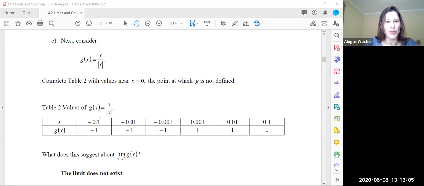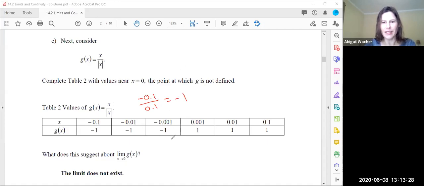Okay, so here you have, for x negative, you're going to get a negative from the top, and then the x's are going to cancel, and so you're going to get negative 1s. So let's just write that out. Minus 0.1 over 0.1, and so you're just going to get minus 1. But that's okay if you want to do it on a calculator too.